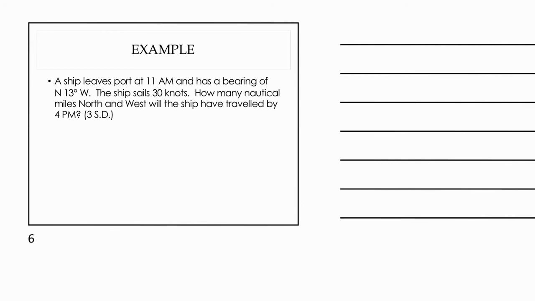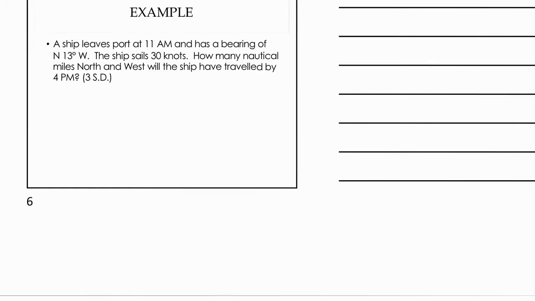For this example, a ship leaves port at 11 a.m. and has a bearing of north 13 degrees west. So this is north and this is west. Starting at north and 13 degrees west, that's the direction that the ship is going. How many nautical miles north and west will the ship have traveled by 4 p.m.?